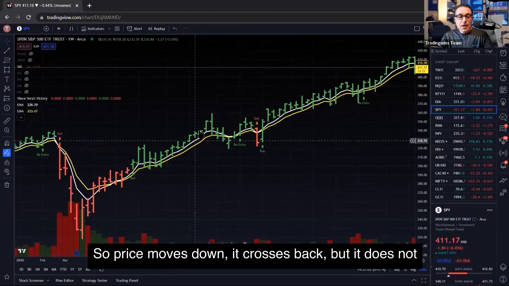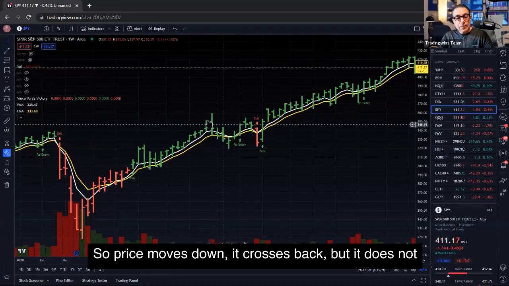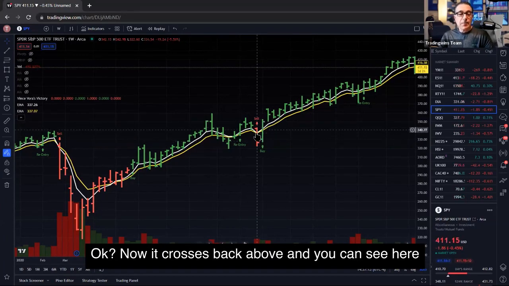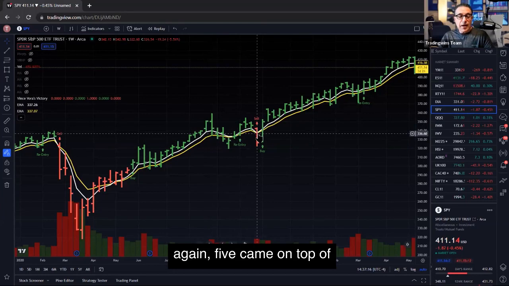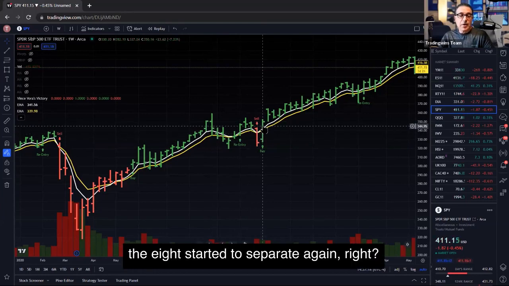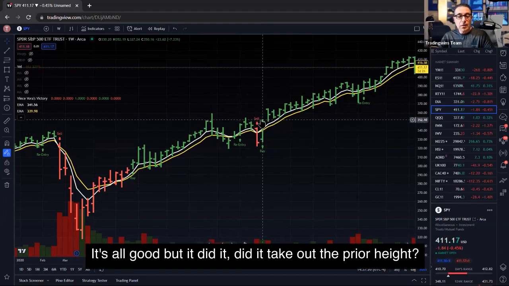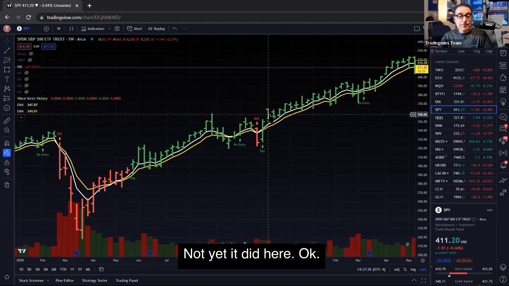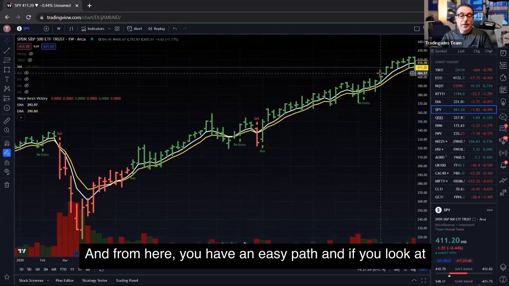There we go. So price moves down, it crosses back, but it does not take out that prior high and immediately fails again. Okay. Now it crosses back above, and you can see here again, the 5 came on top of the 8, started to separate again, right? It's all good. But did it take out the prior high? Not on this candle, not yet. It did here. Okay. And from here, you have an easy path.